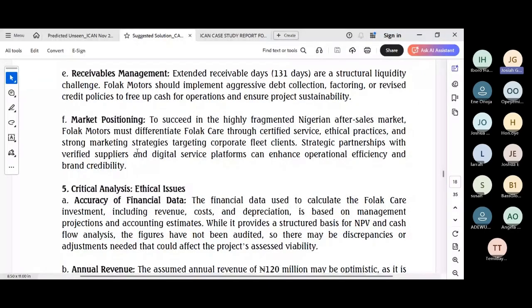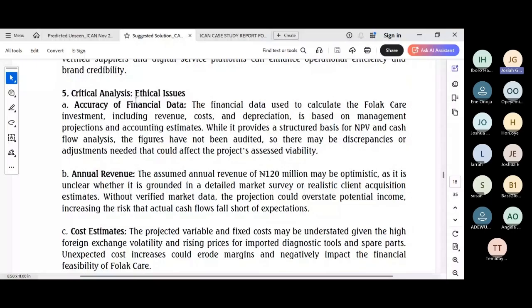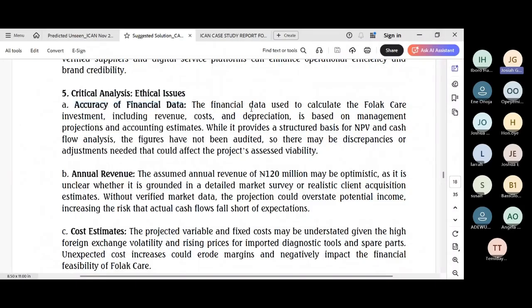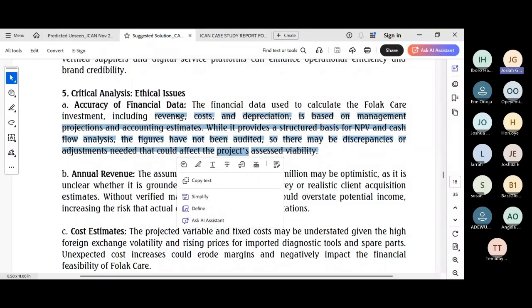Then very importantly, ethical issues. This is very critical. You must talk about this. So for requirement 2, the accuracy of data is a skeptical area. You apply your professional skepticism. The financial data used to calculate Folak's investment, how viable, how true are these estimates? There may be discrepancies needing adjustments that will affect the project's assessed viability. Maybe some numbers are even what made it culminate in negative NPV.